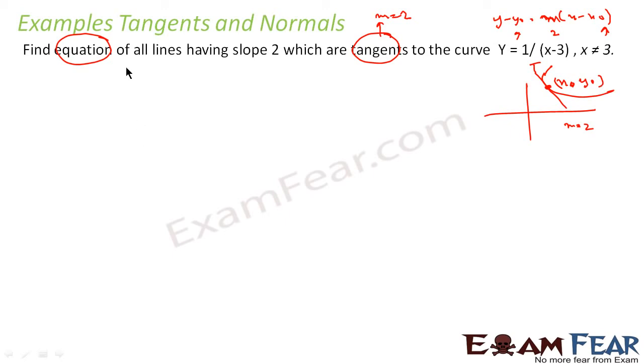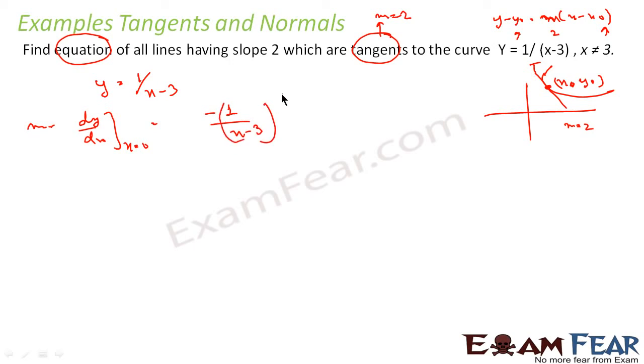So let's solve this. My equation is y is equal to 1 by x minus 3. Correct. Now let's find dy by dx, because that is nothing but the slope. dy by dx at x is equal to x naught. If you differentiate this, you'll get minus of 1 by x minus 3 whole square.